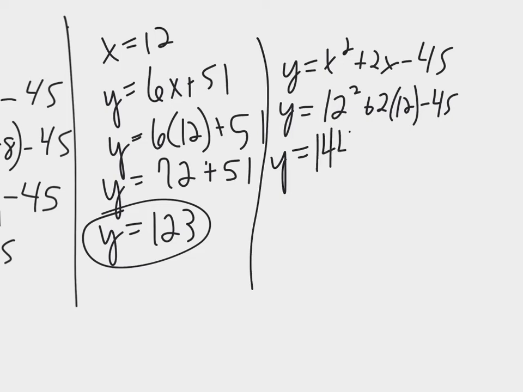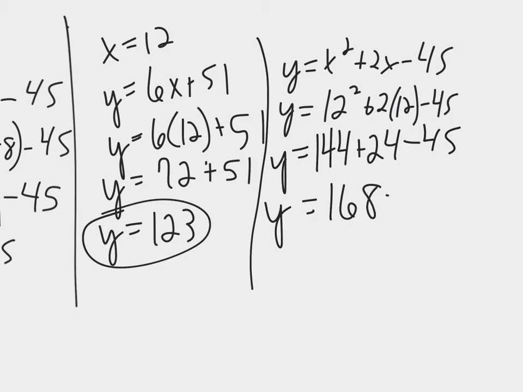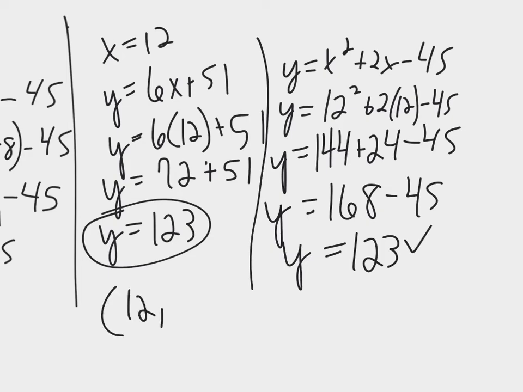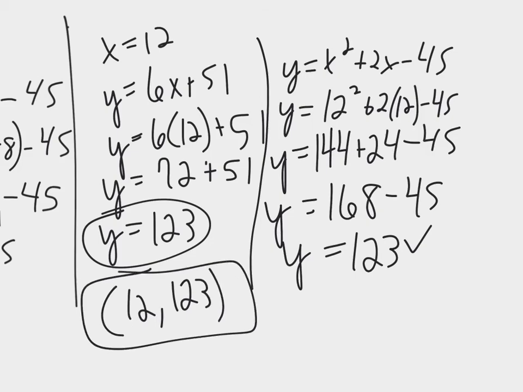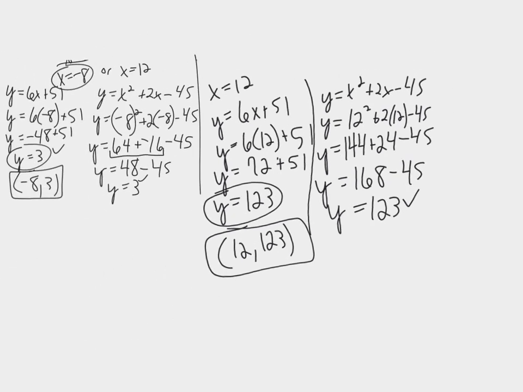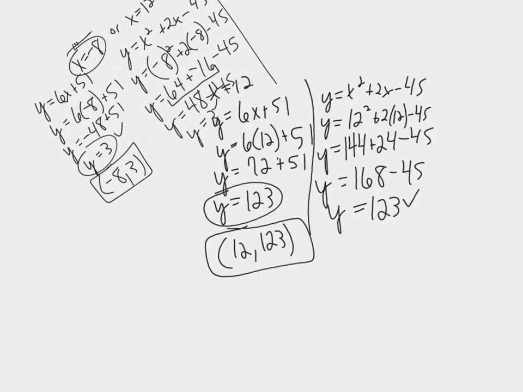So 12 squared is 144. 2 times 12 is 24. So that's 168 minus 45, and that also would be 123. So that looks good. So 12, 123 would be our other solution. And again, the other one, if we can find it here, was negative 8, 3.